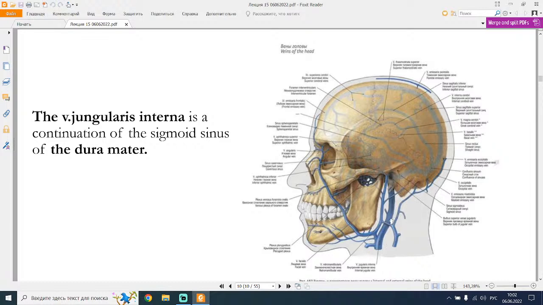Vena jugularis interna is a continuation of the sigmoid sinus of the dura mater. These are the sinuses of the skull, blood color.